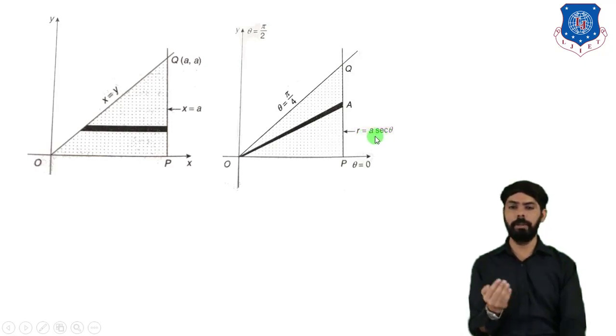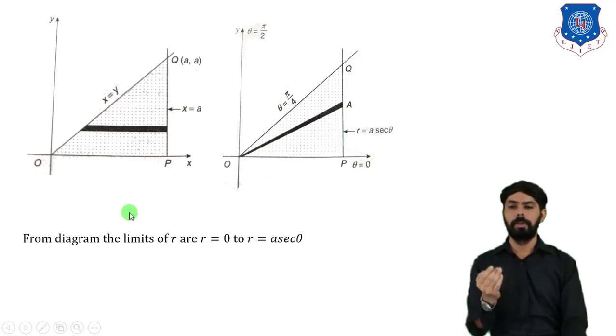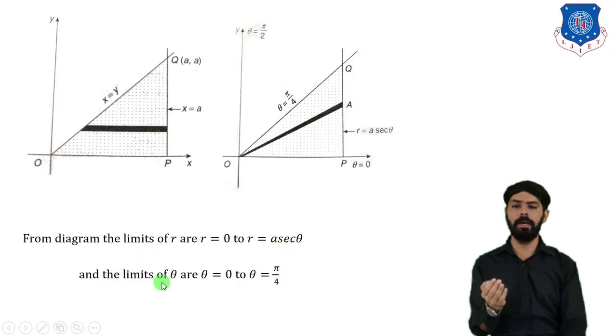Now we will find out the limit of theta. So here we will have to cover this region. So to cover this region, theta will vary from theta equal to 0 to theta equal to pi by 4. Therefore, from the diagram, the limits of r are r equal to 0 to r equal to a sec theta, and the limits of theta are theta equal to 0 to theta equal to pi by 4.